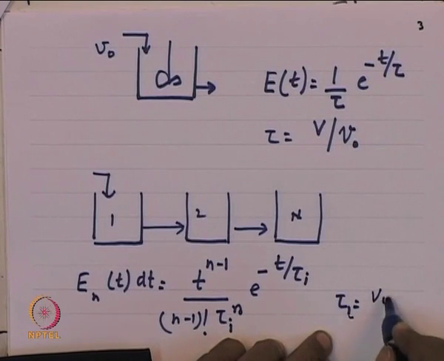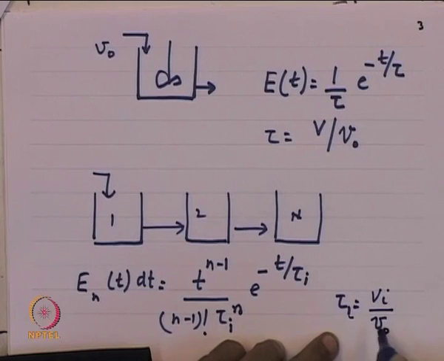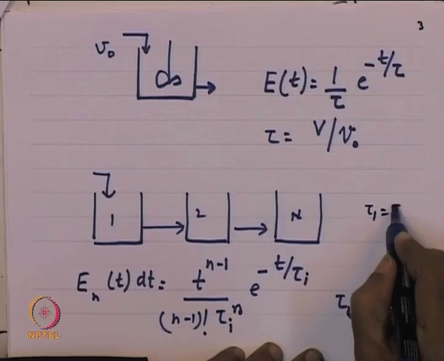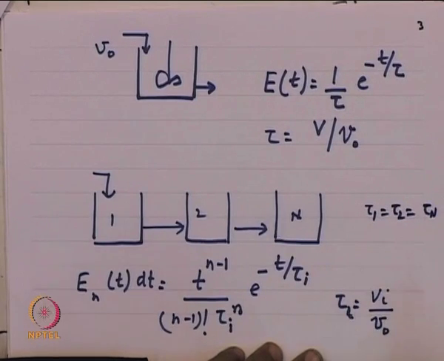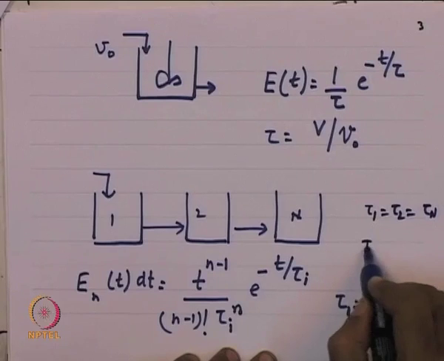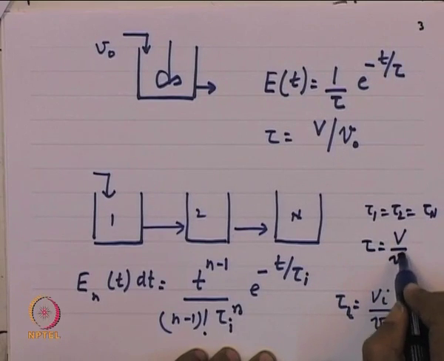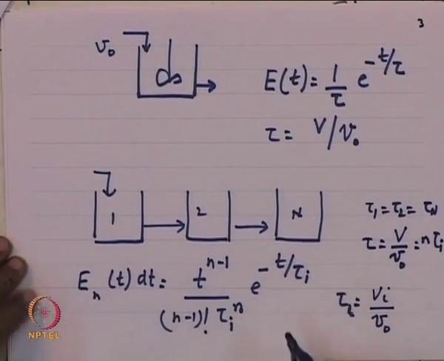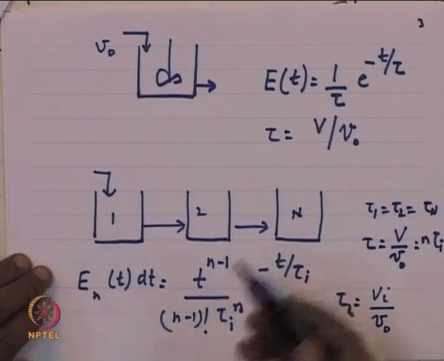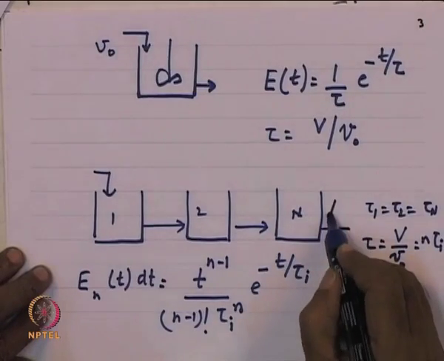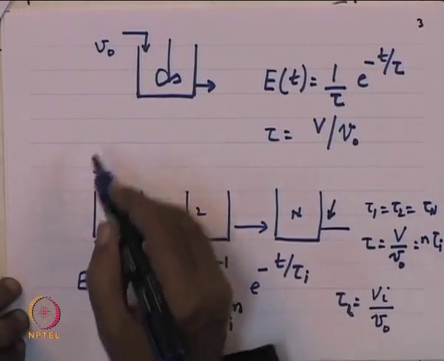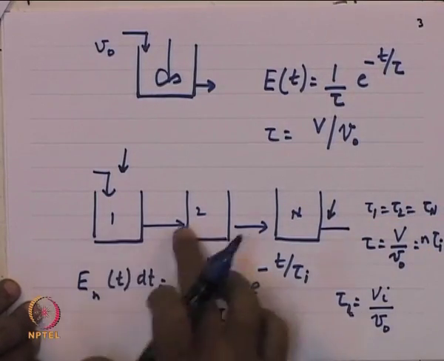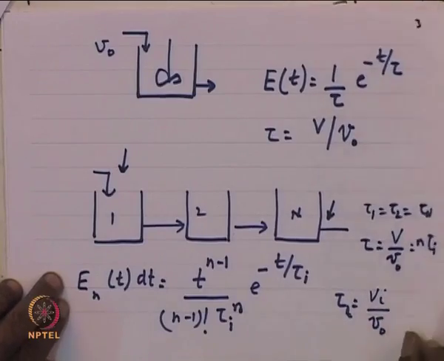tau I equal to V of any tank divided by V naught. That means the assumption is that tau 1 equal to tau 2 equal to tau n. Therefore, the total residence time tau, which is V divided by V naught, equals n times tau I. Based on this, this is what we have derived, and this function is the result of the experiment that we have done, which means that we put a tracer here and then measure at the end of this tank. This is what we will find if it is a number of stirred tanks of equal volumes.